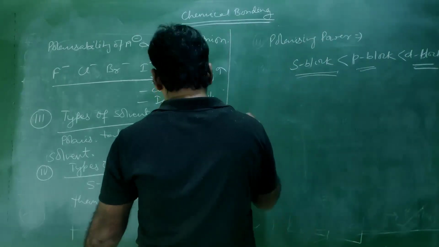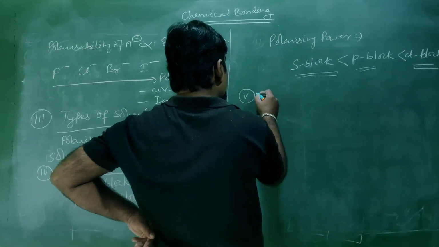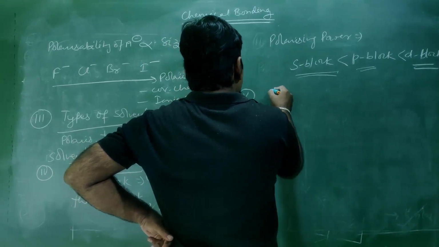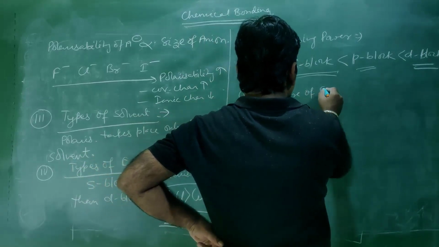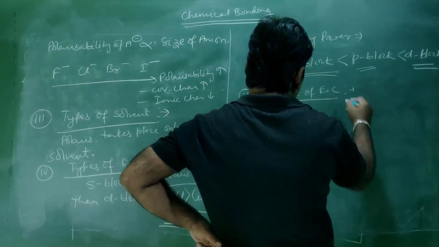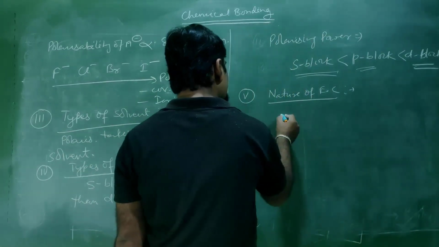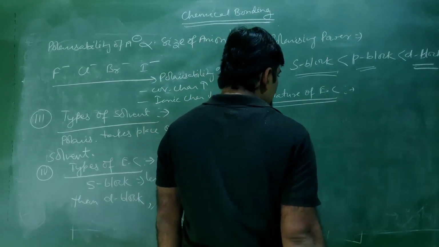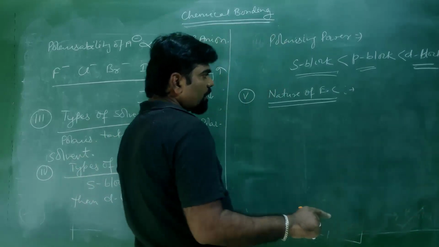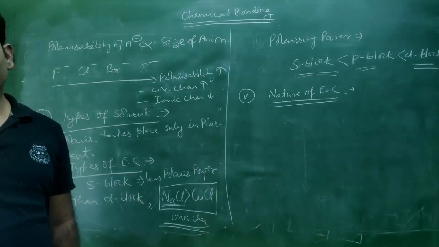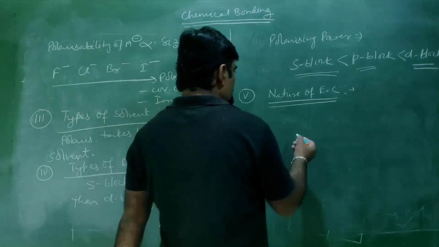Fifth is again the nature of electronic configurations. What does it mean? Suppose by losing electron it becomes inert gas configuration, then that particular ion will not have tendency to accept electron. They will have less polarizing power. So what does it mean?